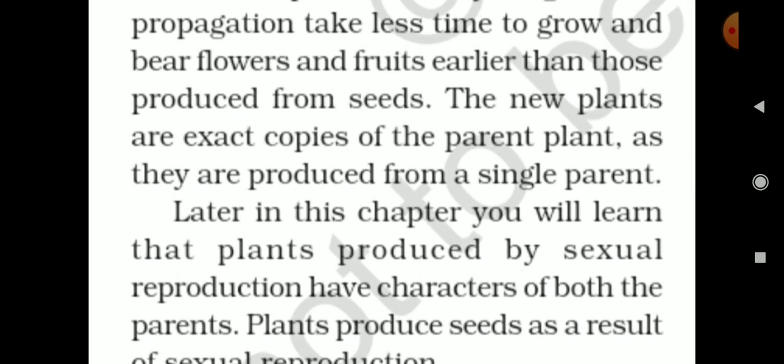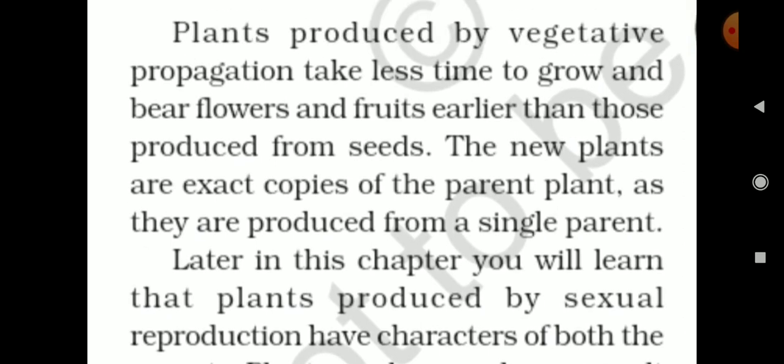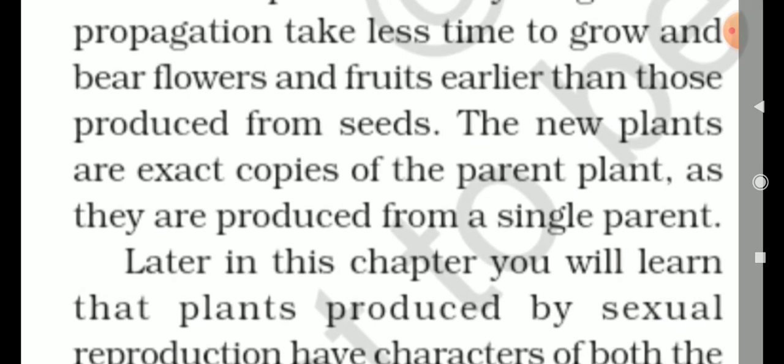Next one, plants produced by vegetative propagation. Plants produced by vegetative propagation take less time to grow and bear flowers and fruits earlier than those produced from seeds.